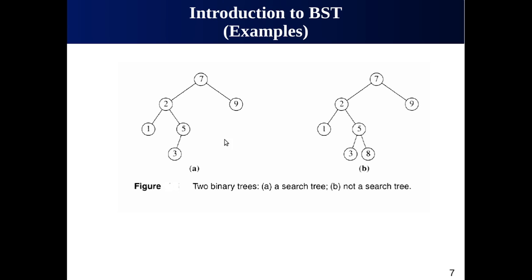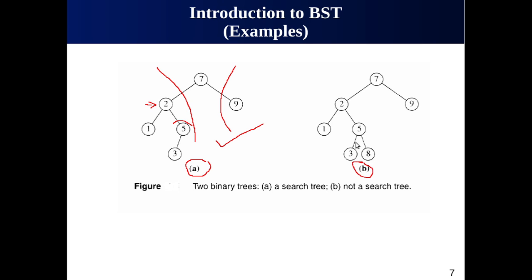The tree shown in figure A is actually a binary search tree. Why? Because everything on the left is less than the root and everything on the right is greater than the root. Again, this parent is greater than the left and it is less than the right. Again, this parent is less than 3. So this is a binary search tree. What about the second tree given in B?